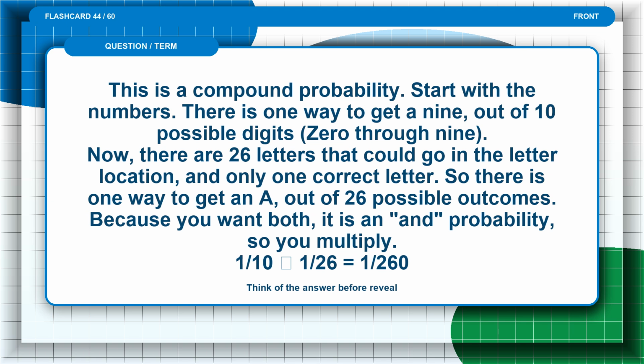Flashcard 44. This is a compound probability. Start with the numbers. There is one way to get a 9 out of 10 possible digits, 0 through 9. Now, there are 26 letters that could go in the letter location, and only one correct letter. So there is one way to get an A out of 26 possible outcomes. Because you want both, it is an and probability. So you multiply 1/10 × 1/26 = 1/260. Think of the answer before the reveal.